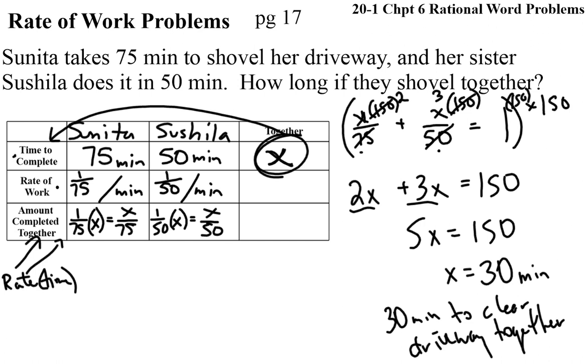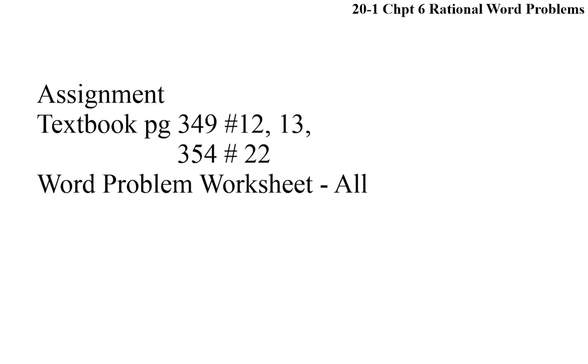Rate of work. A unique situation follows a pattern. And there you go. So what we have here, assignment, textbook, a few questions out of the textbook, and then you have the word problem worksheet from last lesson. 1 to 5 was assigned. Basically now the whole thing. I think it's 1 to 8.